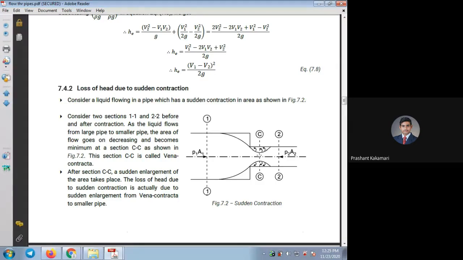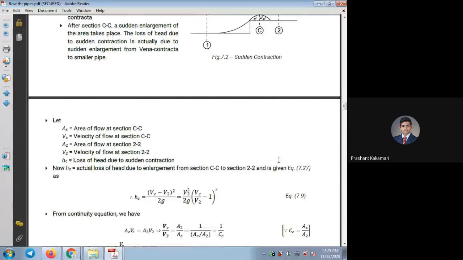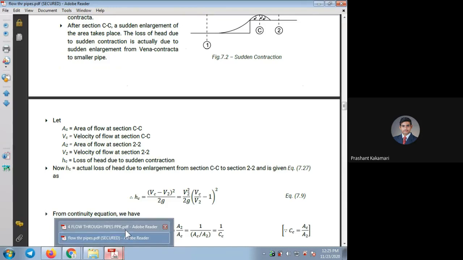The same name is recalled here. This is the smallest diameter of the flow, and this is the smallest diameter of the pipe. Both are different. To name that vena contracta cross-section area, we have taken one more cross section, CC, and the flow is taking place from 1 to 2 with a sudden contraction. In this case, we are going to write the equation for head loss due to sudden contraction using this equation.